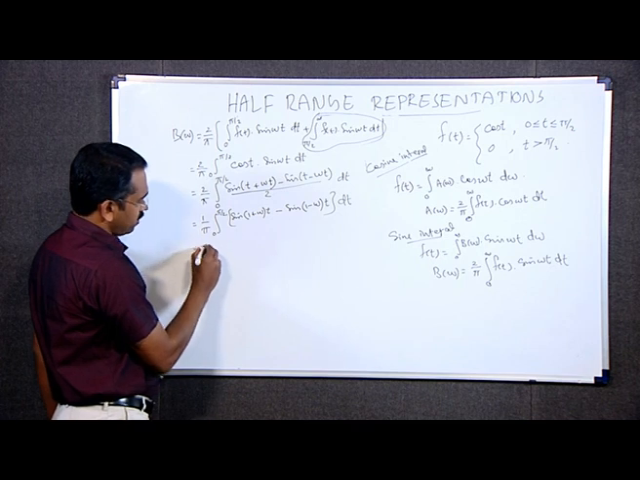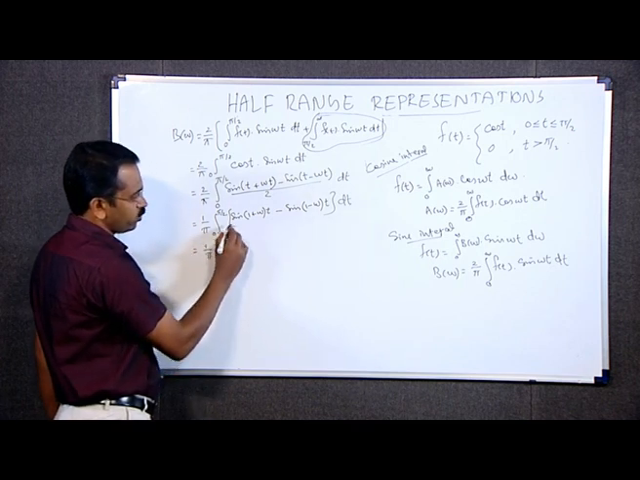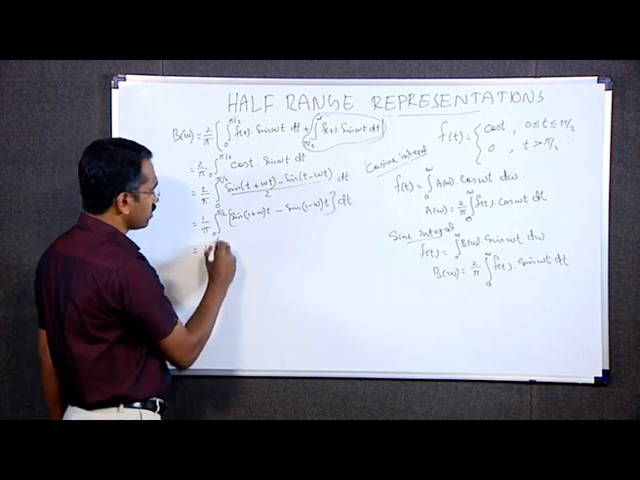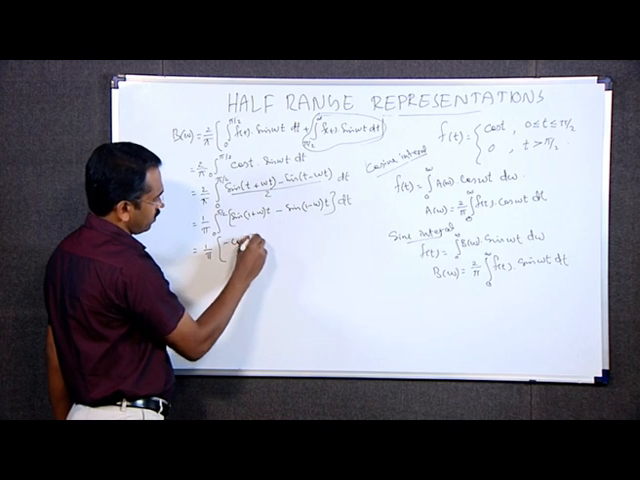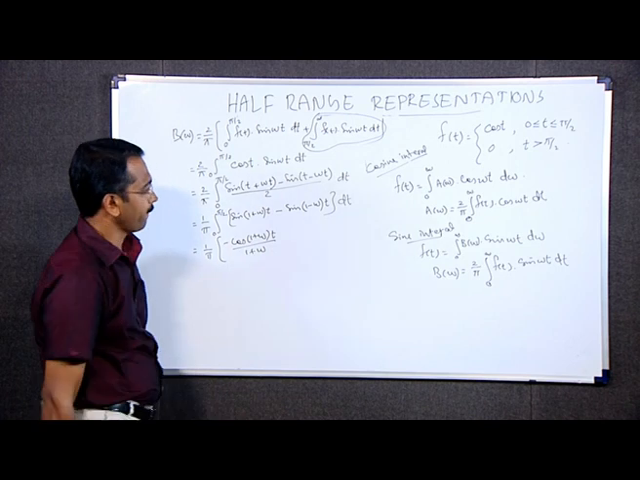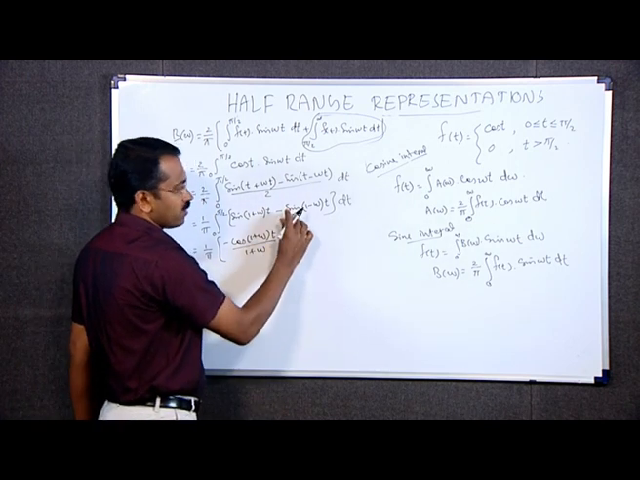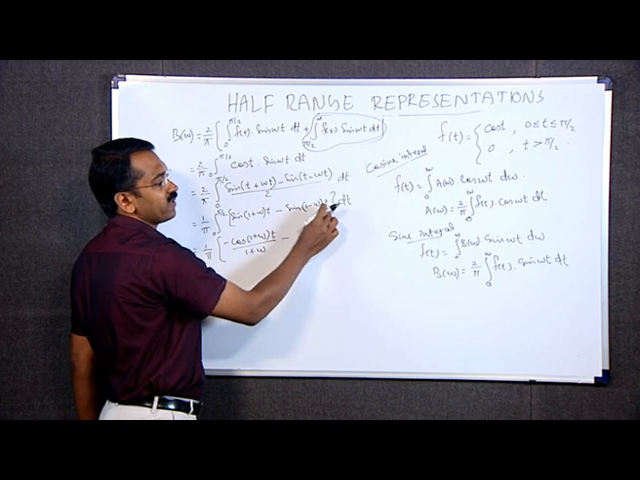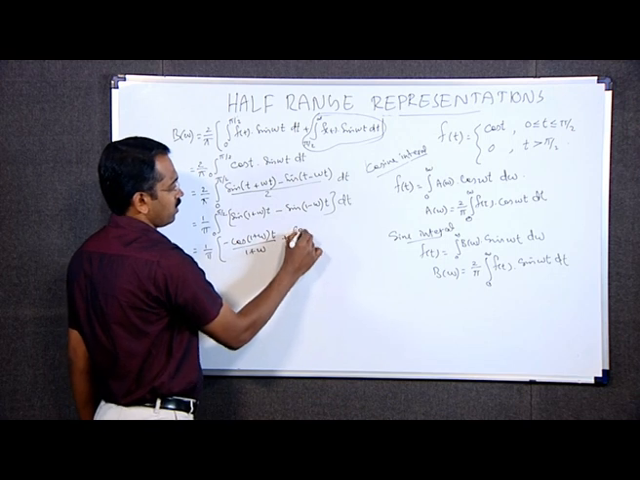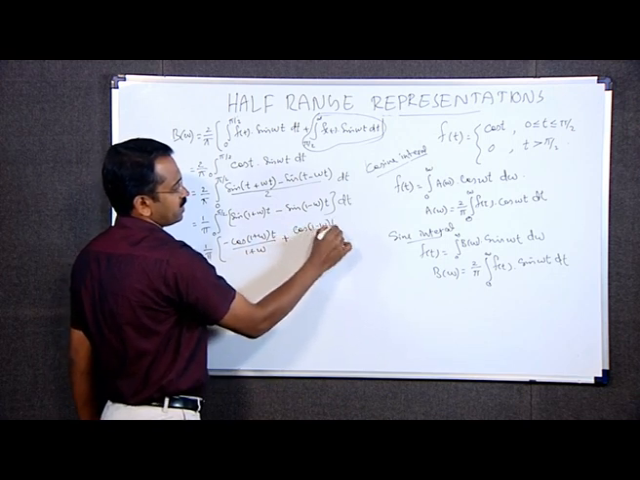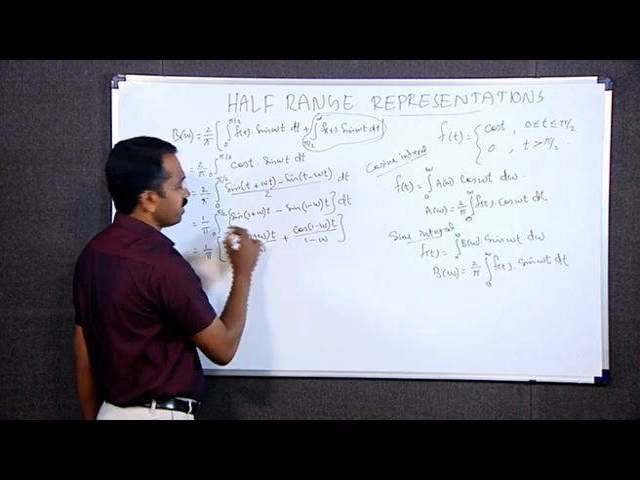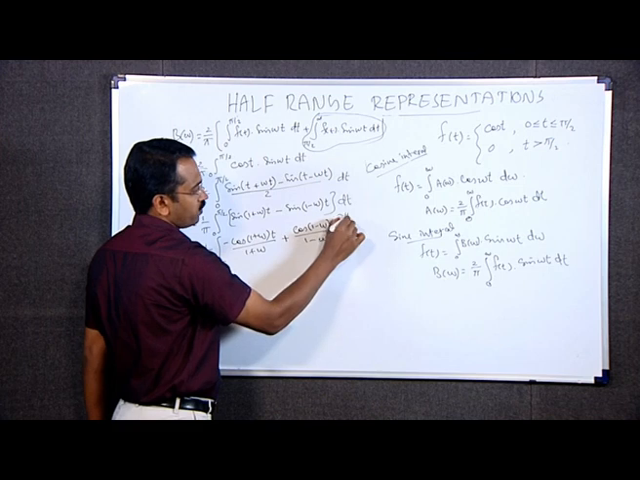On integration, we get this equal to 1 by pi into, the integral of sin (1 plus omega) t dt means minus cos (1 plus omega) t divided by (1 plus omega), minus, here the integral of sin (1 minus omega) t dt means minus cos, therefore this will become plus cos (1 minus omega) t divided by (1 minus omega), between the limits 0 and pi by 2.